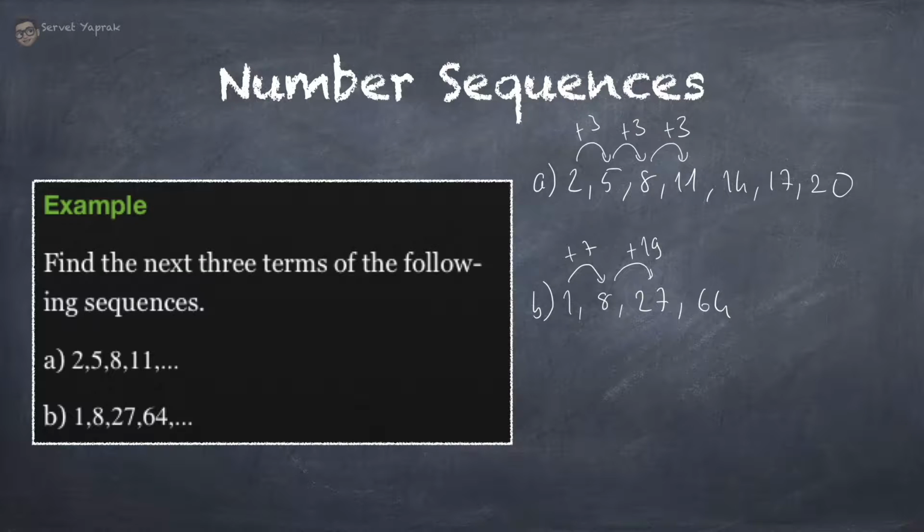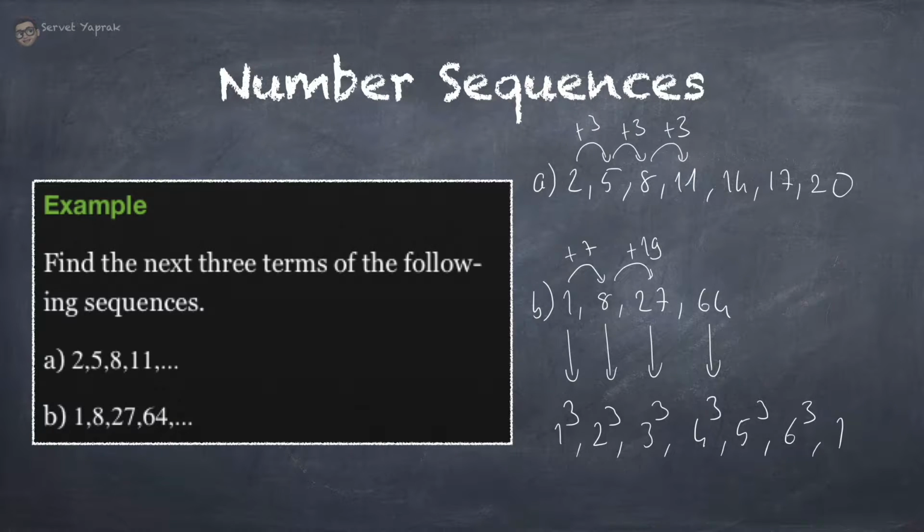Let's look at the numbers again. First term is 1, second term is 8, third term is 27, fourth term is 64. These numbers actually are cubic numbers. 1 cubed is 1, 2 cubed is 8, 3 cubed is 27, 4 cubed is 64. So the next three terms will be 5 cubed, 6 cubed and 7 cubed.